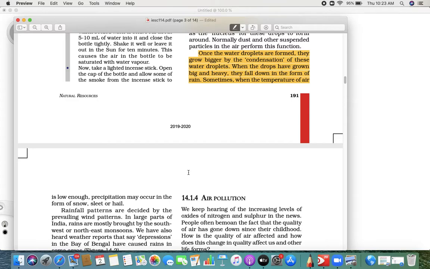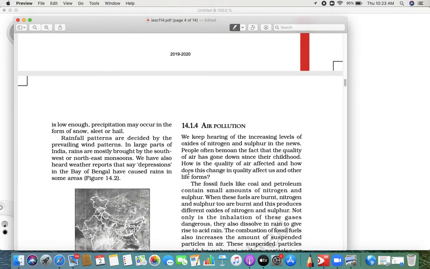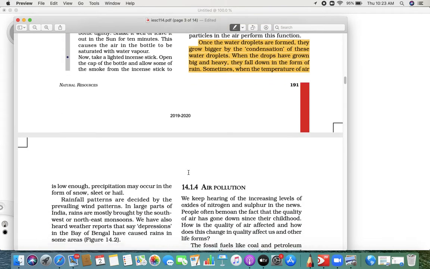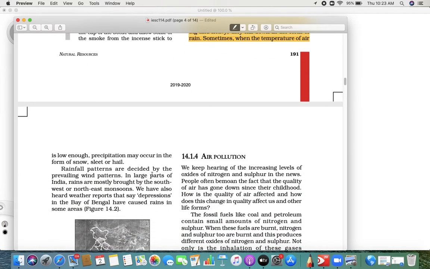Right? So finally, what I'm trying to tell you is that this is what happened in it. Okay. Now this, it is so low enough and precipitates, in the sense of the water, and the rainfall patterns are decided. Okay, so this is how the rain is.